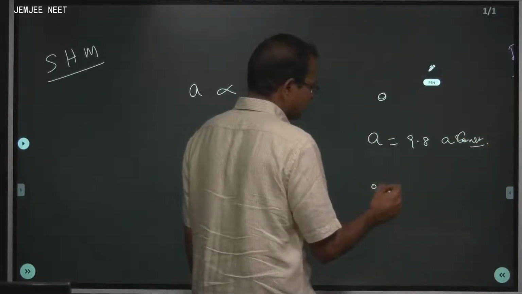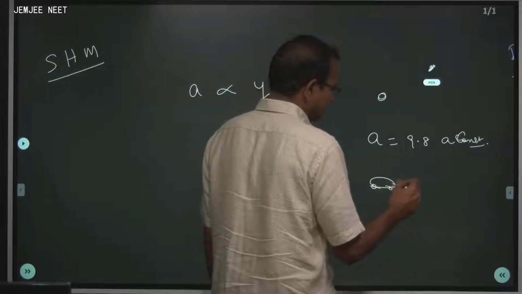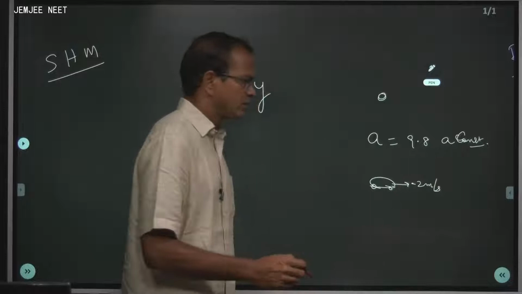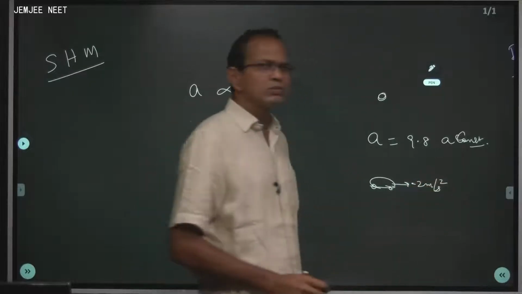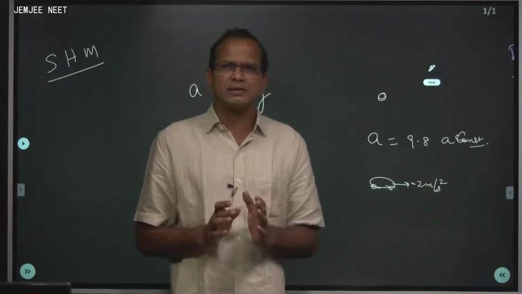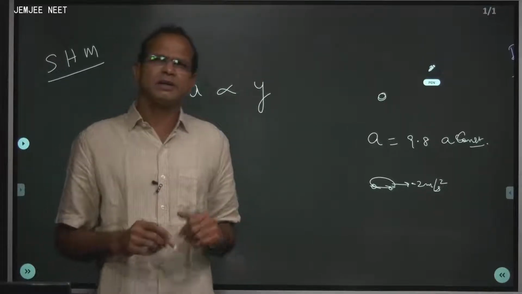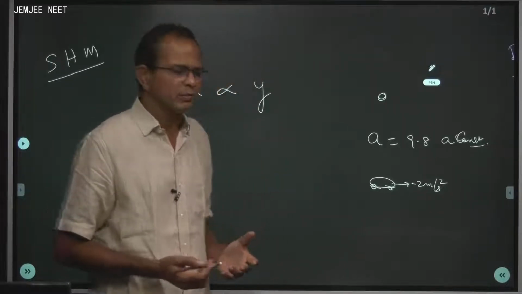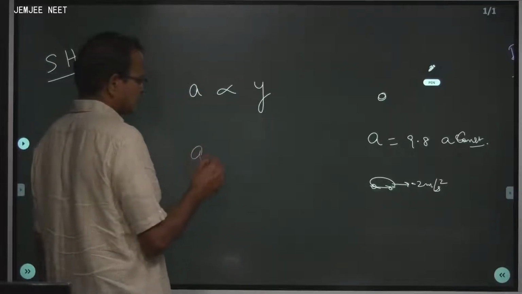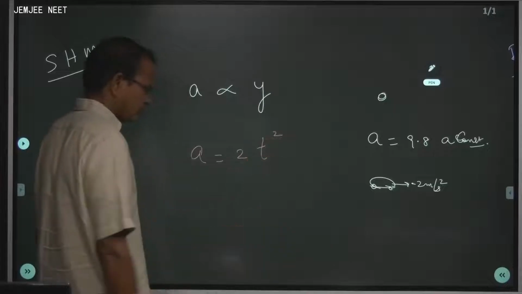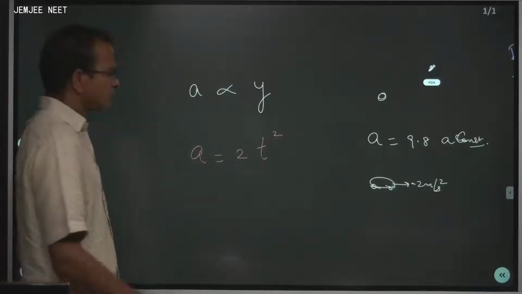So let us consider a car accelerating with 2 meter per second square, decelerating with 2 meter per second square, right? In all these cases, most of the time we assume acceleration is a constant. However, we can take acceleration as variable, and we can very well solve the problem. For example, acceleration is equal to 2 times t square, suppose, is the given function for you. So you can very well do that.